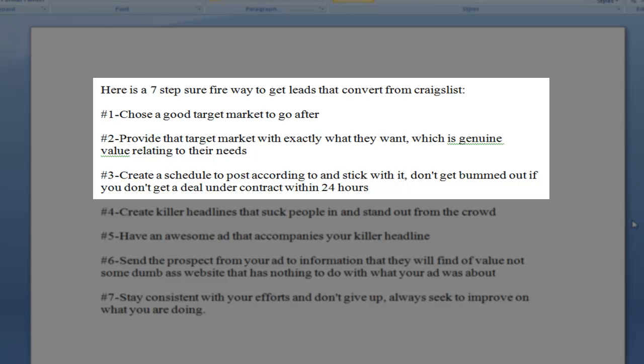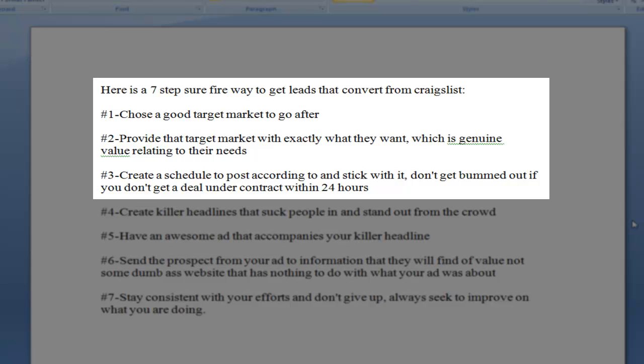If you're not willing to put in the time and effort and energy to generating leads for your business to make the money that you want to make, there's really no one else to blame but yourself, all right? Don't get bummed out, 24, 48 hours, even if it takes more than a week to get a deal under contract. I don't want to hear you guys complaining about it and getting down on yourselves or saying this doesn't work or that doesn't work, okay? Because the stuff that I'm teaching you absolutely does work.